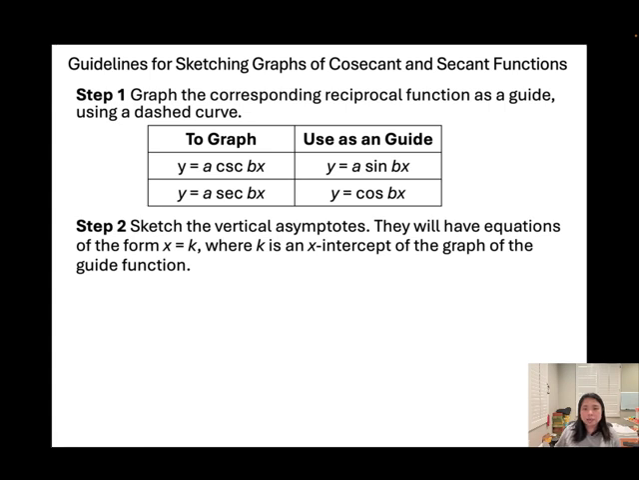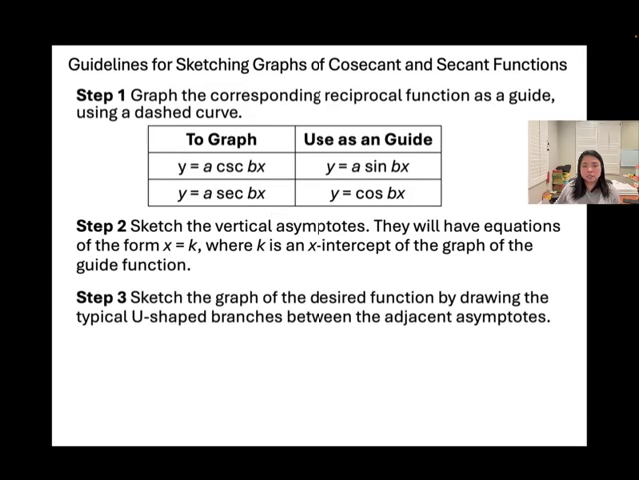Step 2, sketch the vertical asymptote. Find out when sine bx is equal to 0. That will be the vertical asymptote of the cosecant. Same idea, when you have cosine bx equal to 0, then that will be the vertical asymptote for the secant here. Step 3, sketch the graph of the desired function by drawing the typical U-shaped branch between the adjacent asymptotes. Okay, between each of the vertical asymptotes, you're gonna draw the U shape. Sometimes it's upward, sometimes it's downward.